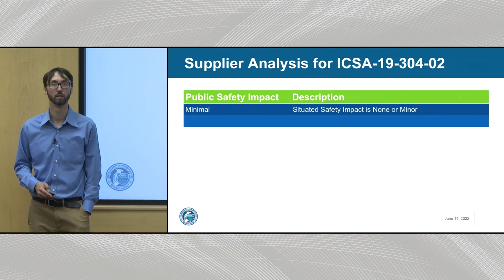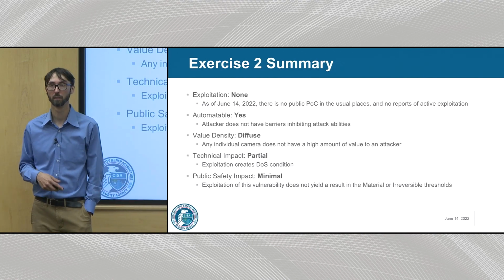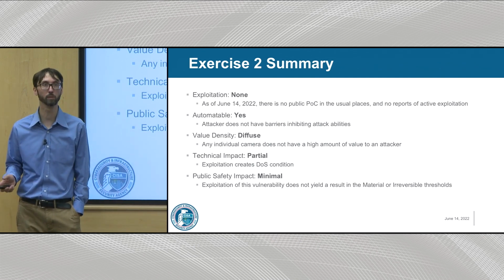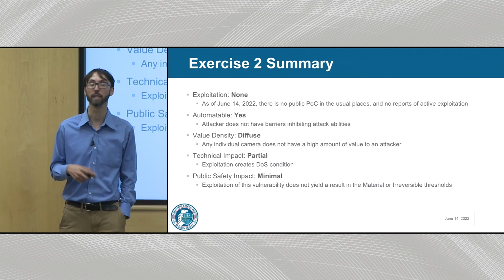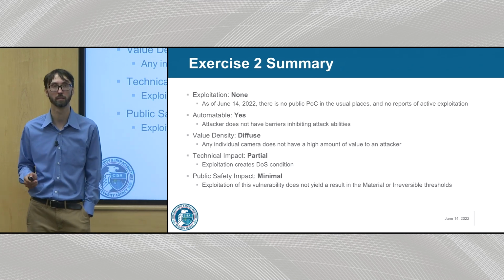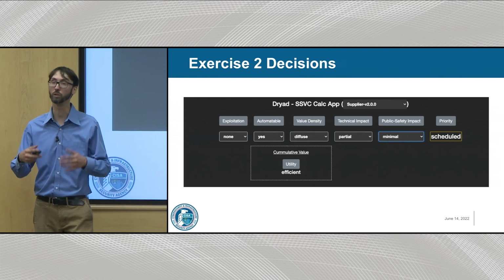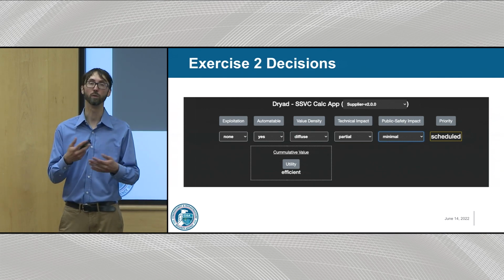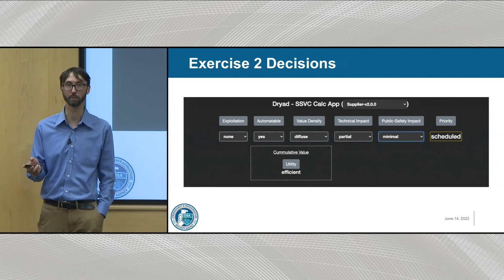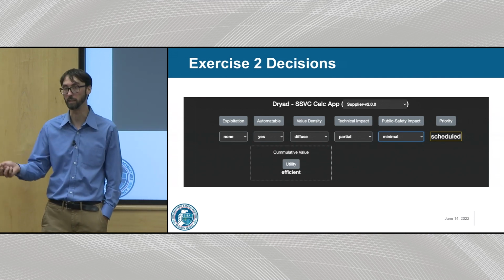So in summary, for this Honeywell advisory, we have no known evidence of exploitation. It is automatable, but the value density is diffuse. The technical impact is partial, and we don't observe any significant public safety impact. So what does that mean? Well, if you put those values into the calculator, or you use the other materials to walk through the recommended supplier tree, you get a result that the patch should be produced in the scheduled cycle, for whatever scheduled means for Honeywell.